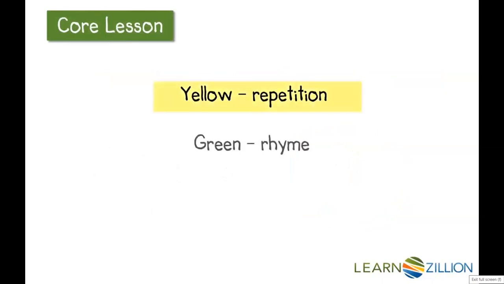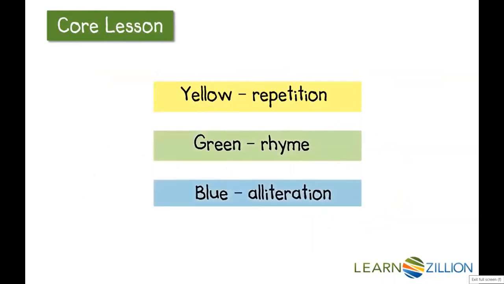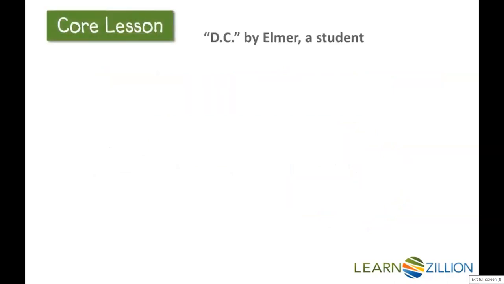Let's start by reading the poem aloud, listening for examples of repetition, rhyme, and alliteration. I will highlight repetition in yellow, rhyme in green, and alliteration in blue. Let's practice together with the first three stanzas.